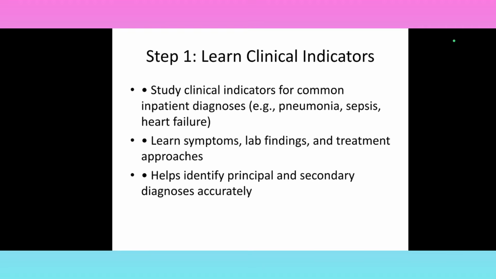Step number 1, you have to learn first clinical indicators for common inpatient conditions. For example, pneumonia, sepsis, heart failure, respiratory failure, hyponatremia, MI, etc. So you have to understand what the signs and symptoms, lab findings and treatment are. It will help you to assign the appropriate PDX, principal diagnosis, as well as secondary diagnoses accurately. That is step number 1.